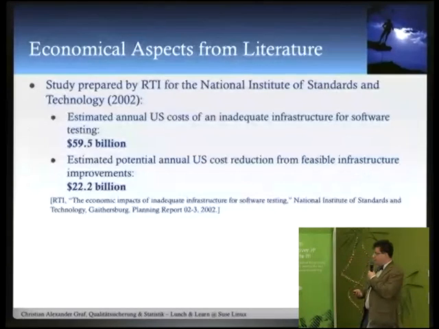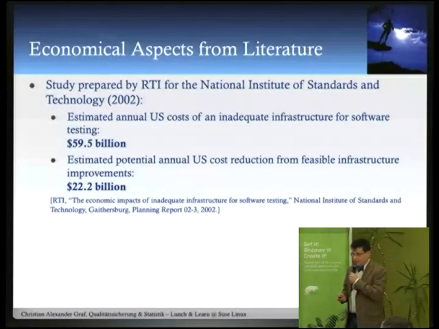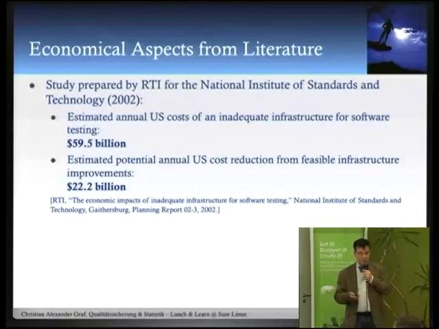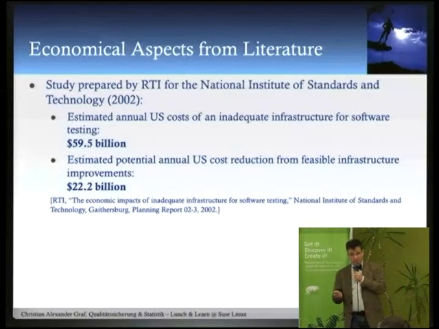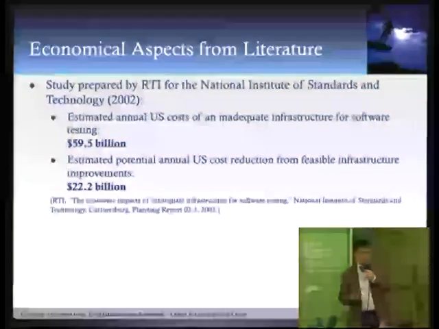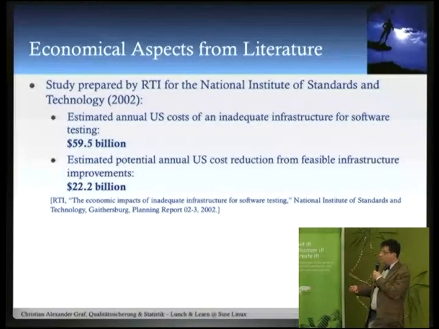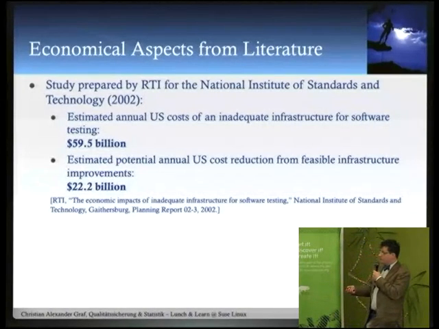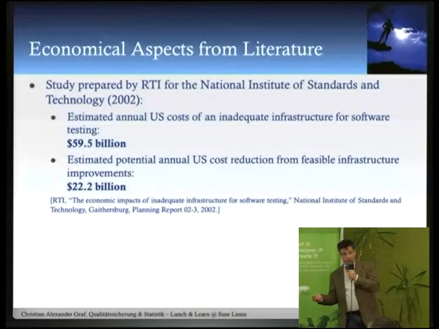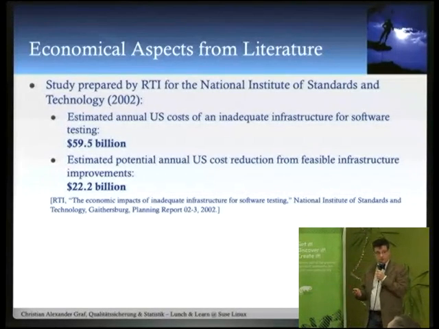Well, let's also take a look at the economical aspects. Now with the waterfall model, because most representations of economical prospects are usually done by people who were working only with the waterfall. But nevertheless, in 2002, the National Institute of Standards and Technology prepared a study to find out what is actually the state of quality management in software industries. And they found out that actually the annual costs of an inadequate infrastructure for software testing, resulting in defects in production and so on, is about $59.5 billion. And the possible savings would be around $22.2 billion. So there's some room for improvement.